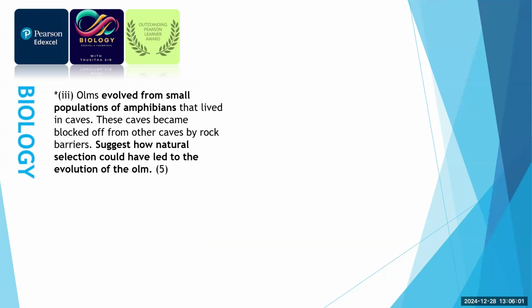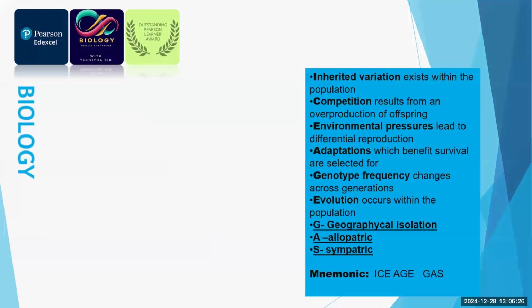A case is given, it could be an animal, it could be plants, and you have to use the theory of natural selection to explain how one species becomes two species, and how the process of natural selection makes this kind of species evolve. So what I taught you during lessons, we can remember as ICE AGE GAS. Ice age is inherited variation due to mutation, and organisms always face competition and environmental pressure.